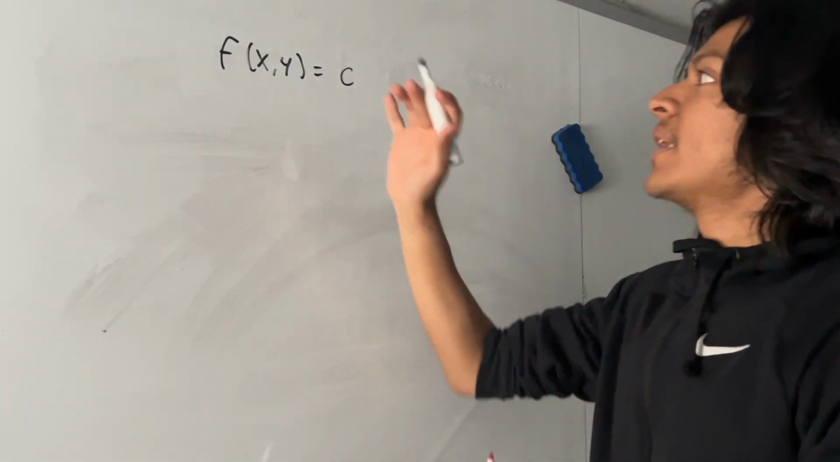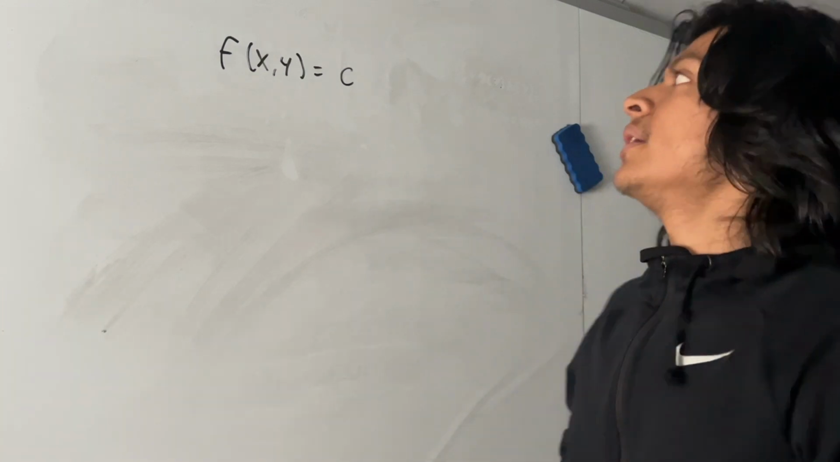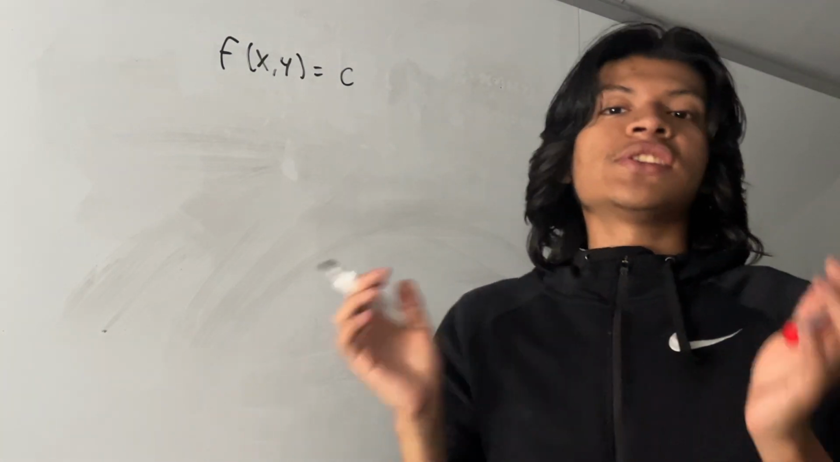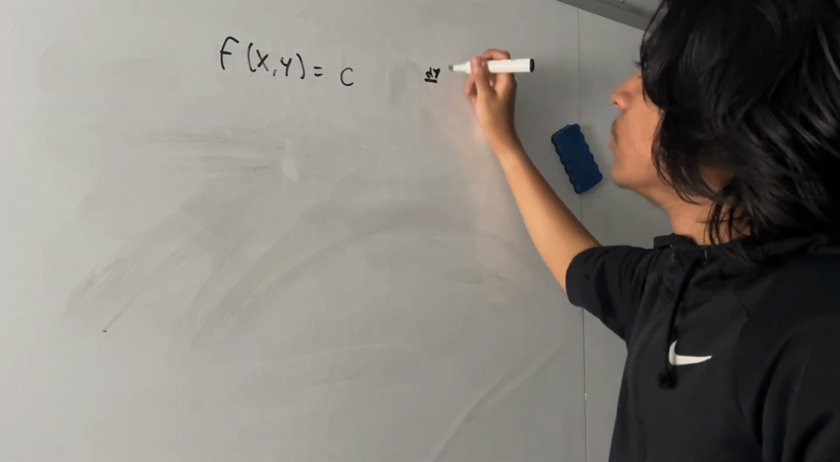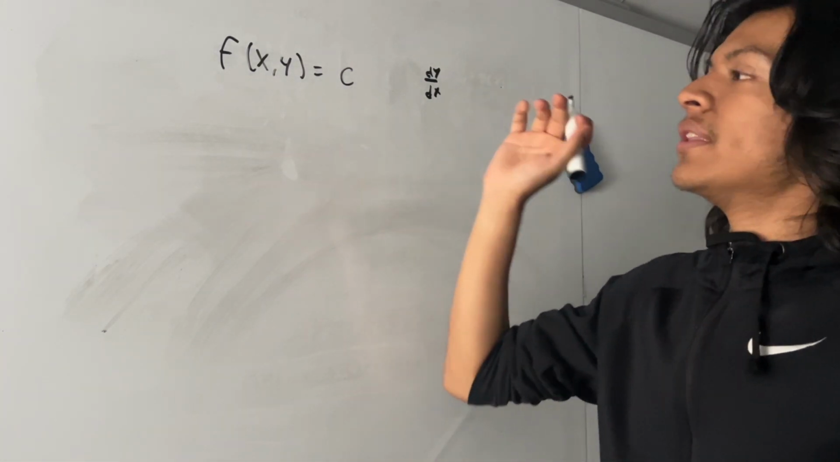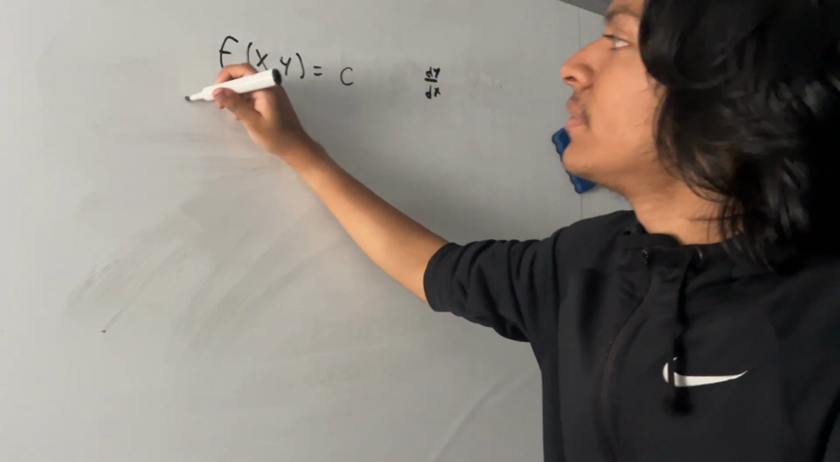Okay, so let's say we have this level curve where on the left side we have a function of x and y, and on the right side we just have a constant. And let's just say we're trying to look for the slope of this. So we're trying to look for dy/dx, pretty much.